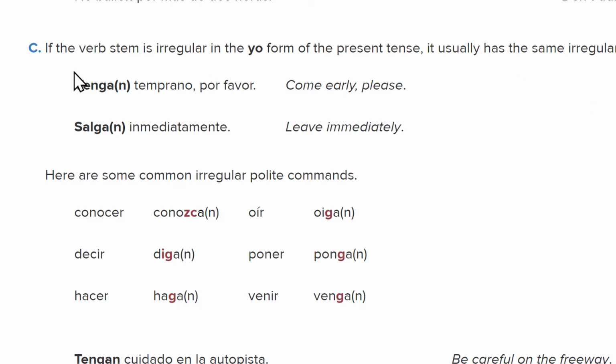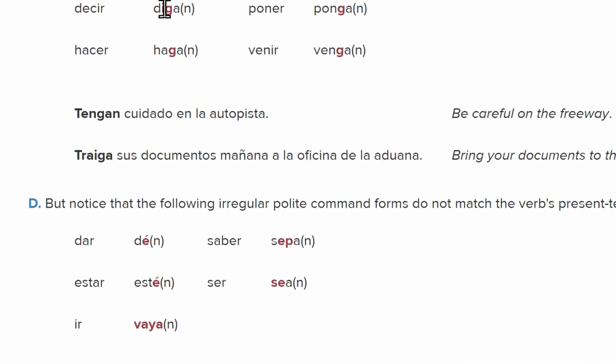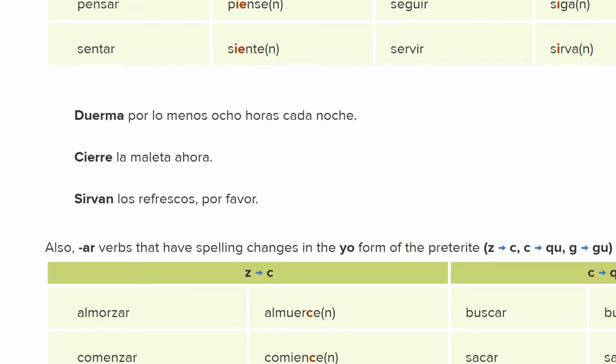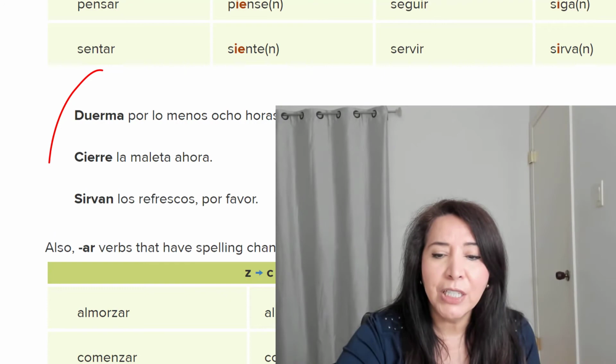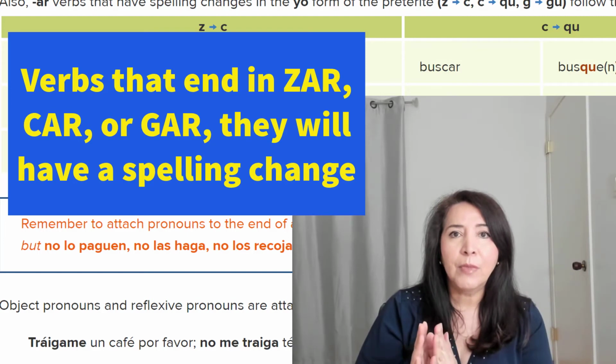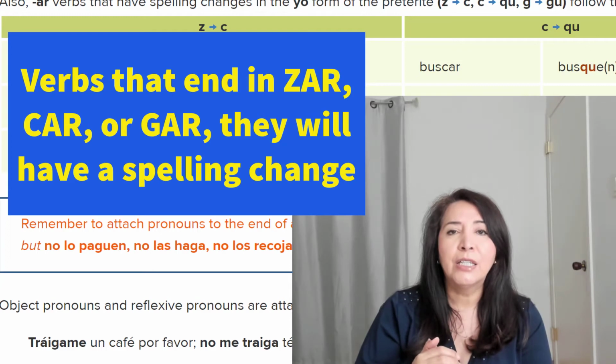There are some irregulars, and they are listed here. Venir, vengan, salir, salgan, and a few more. Conozcan, oigan, digan, pongan, hagan, vengan. Den, estén, sepan, sean, vaya, vayan. Now, what happens to stem changing? If a verb was stem changing, they're still stem changing. If the verb ends in sar, car, or gar, then the verb is gonna undergo a spelling change when you make it into the polite command.